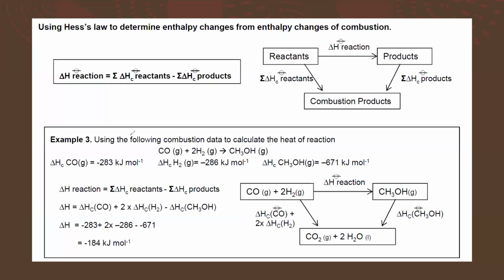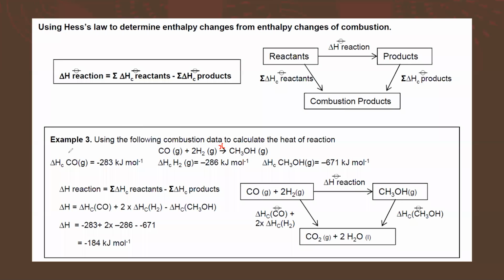So for example, using the Hess law to determine the enthalpy change, you have carbon monoxide reacted with hydrogen to form methanol. The question is, use the following combustion data to calculate the heat of the reaction. We need this X.